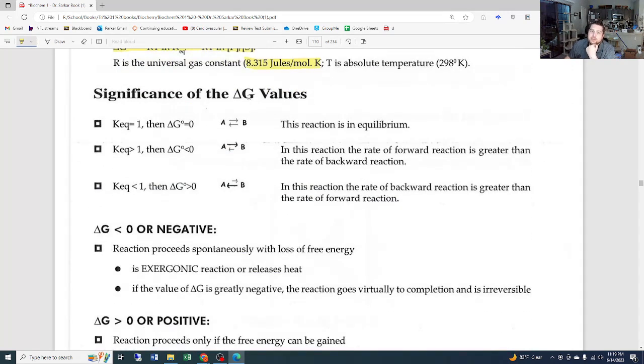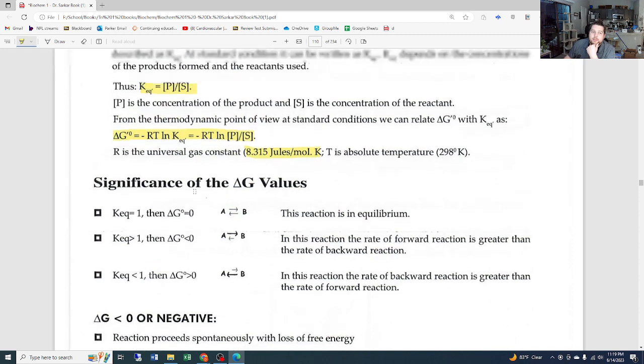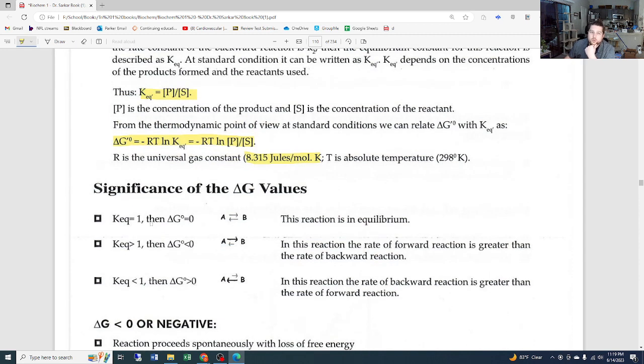Now, the significance of the delta G values. If KEQ equals 1, so the products and the reactants are equal, the concentrations are equal, then that reaction is in equilibrium. And that means delta G equals 0. If KEQ is greater than 1, then delta G is less than 0. So in this reaction, the rate of forward reaction is greater than the rate of backward reaction.